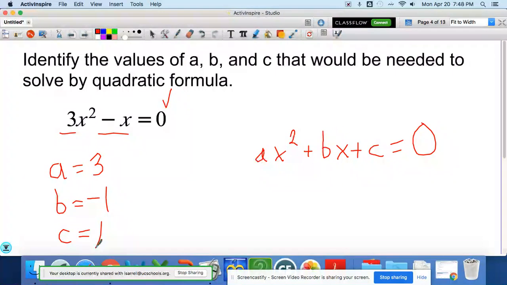No, if C was 1, you'd see a plus 1 sitting out there at the end of this, once you move everything over and get 0. But C is completely gone. And think about what number represents being completely gone in math. It's the value of 0. So that would be our A, B, and C. Then we would go to the quadratic formula and start plugging stuff in.